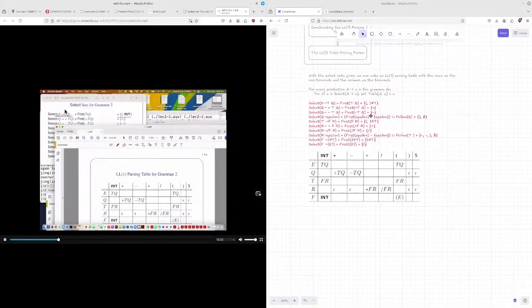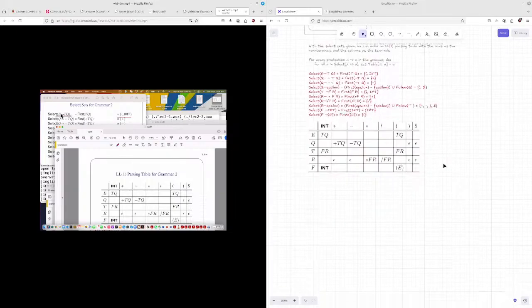Okay, so we just look at the first production. E derives TQ. We want to enter the same information into the table. And we look at this table. We find the row that's indexed by E, which appears on the left-hand side. And this select set contains two tokens. One is integer, the other one is left parenthesis. We simply go to the table and enter this production in these two places. So this would be E derives TQ.